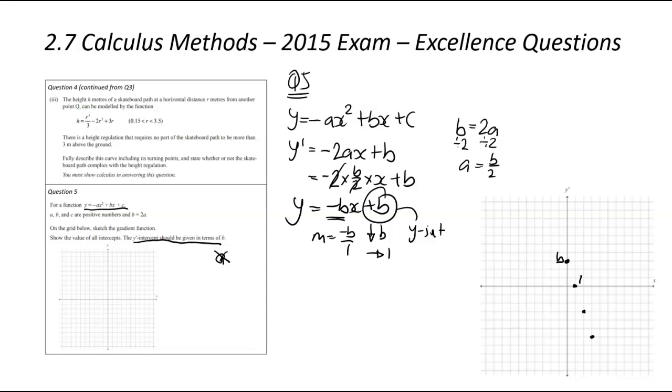Once I've done that, I'm now just going to connect the dots. Forgive the bad line. Hopefully you would have used a ruler to do that. And there you go. That's our sketch of the gradient function. And key thing is I've labeled my y-intercept in terms of b as we're told by the question.